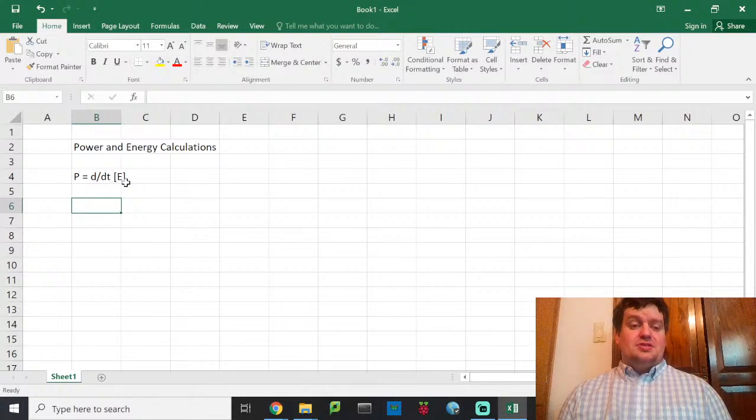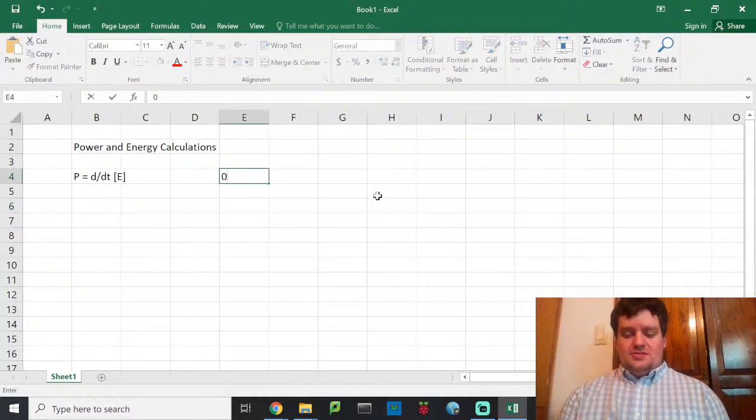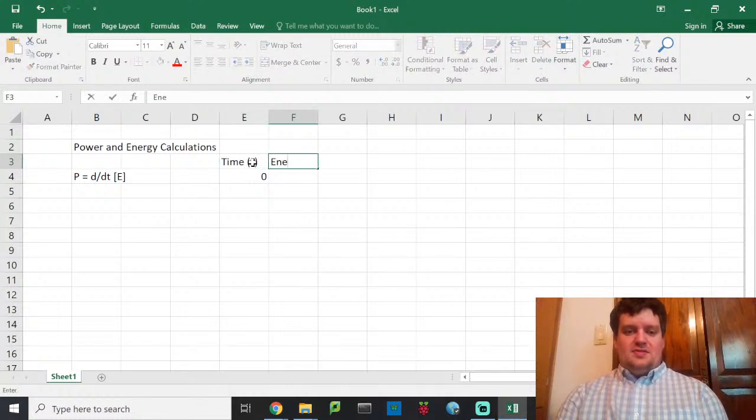So power is equal to the time derivative of energy. What I'm going to do here quick is plot energy, and we're going to try to get some foundations of how we're going to be able to calculate power given energy, and then we'll step back and talk about how to calculate power given voltage and current. So let's say I have just some kind of an equation here. I'll have this be time t, and this be energy, in joules.